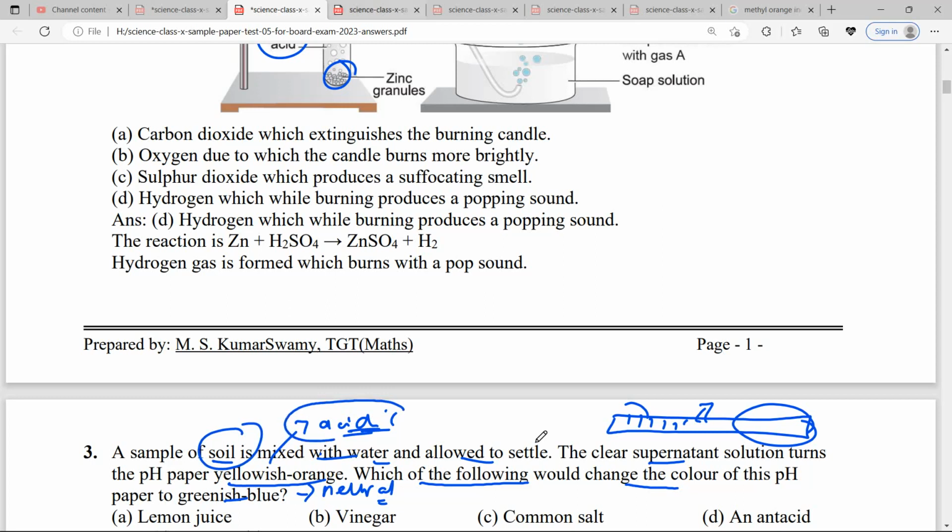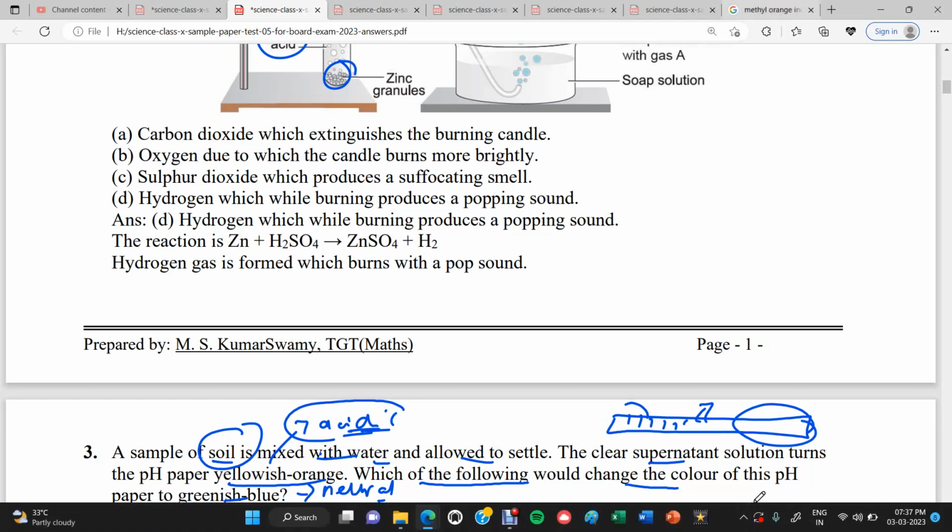Common salt is an acid? No, sir, it is neutral. Listen here. First, the clear supernatant solution turns pH paper yellowish orange. Yellowish orange pH paper means it should be acidic in nature. Which of the following components are acidic in nature?